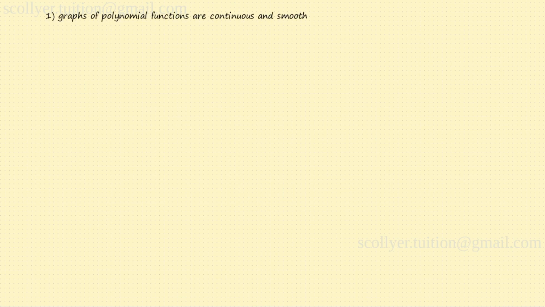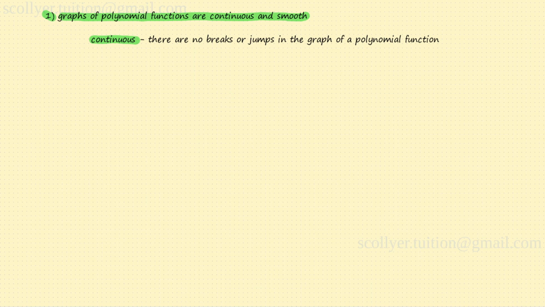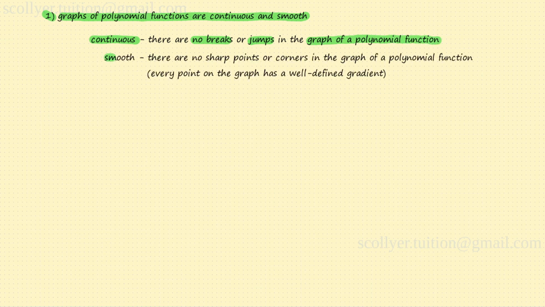In this video, we discuss 7 points about polynomial functions that help us to plot their graphs quickly. Point 1. Graphs of polynomial functions are continuous and smooth. Continuous means that there are no breaks or jumps in the graph of a polynomial function. Smooth means that there are no sharp points or corners in the graph of a polynomial function.